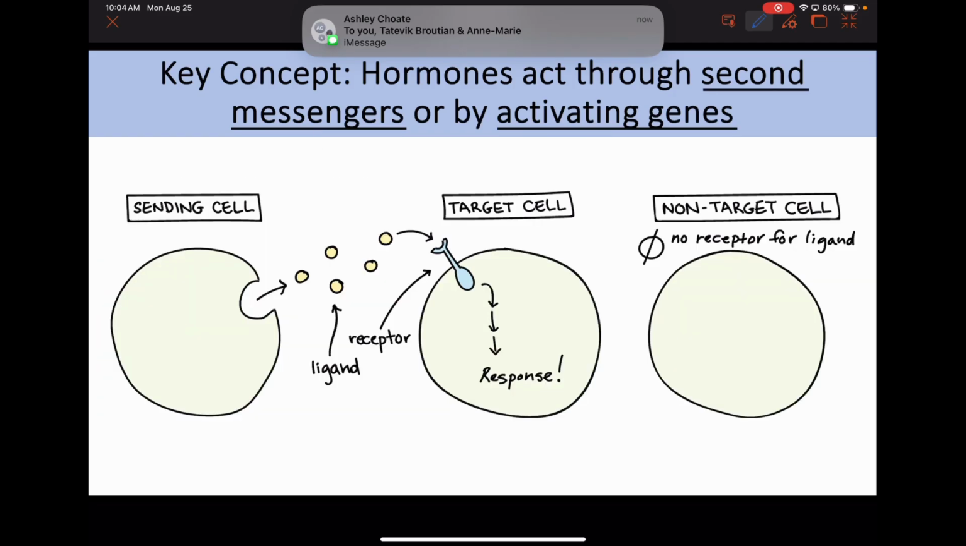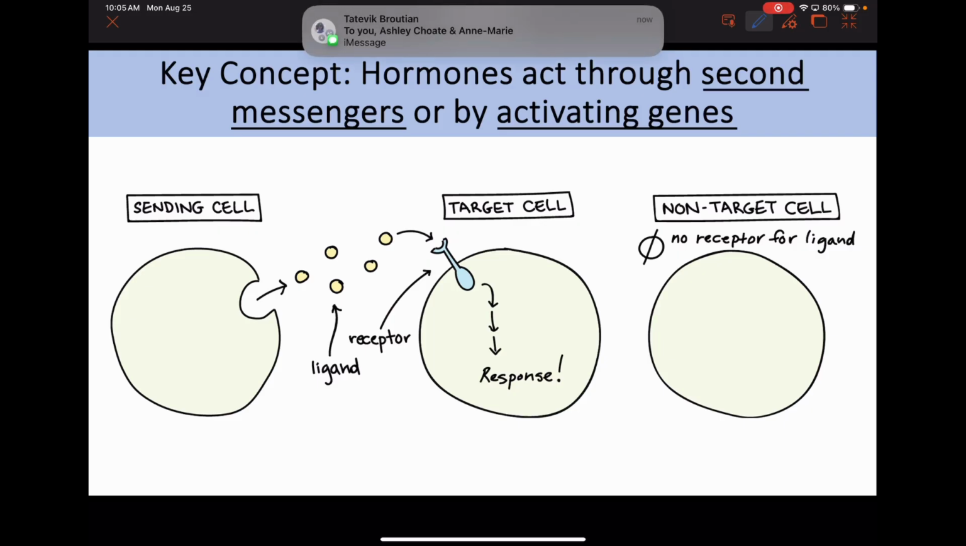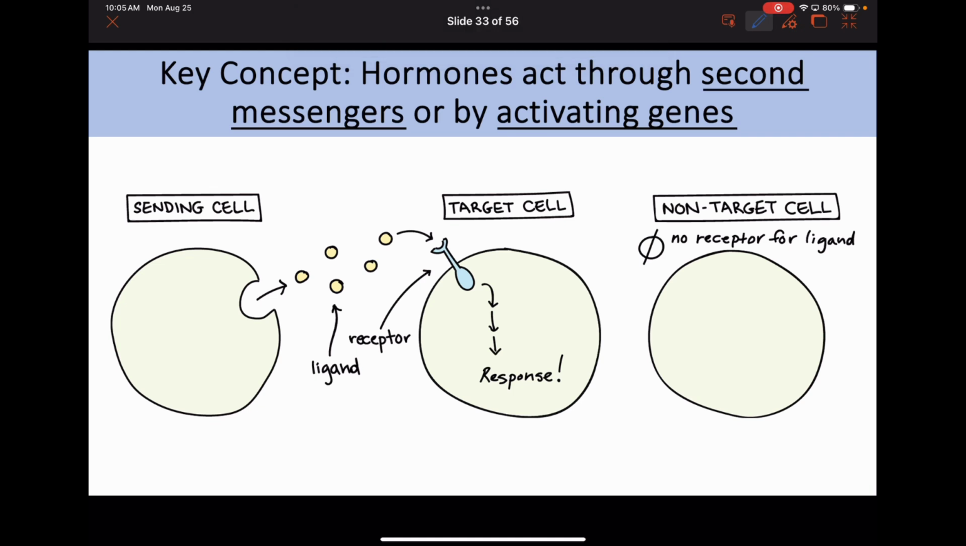So again, for our amino acid-based hormones, they can't cross the plasma membrane, so they're going to bind from the outside, and that's going to cause a response on the inside. If it's lipid-based, they're actually going to cross, find a receptor on the inside, and cause a gene activation. And again, that's going to take a little bit longer. And then any non-target cell is not going to have a receptor for that particular hormone. Okay? Hormone target cells have a very specific relationship.